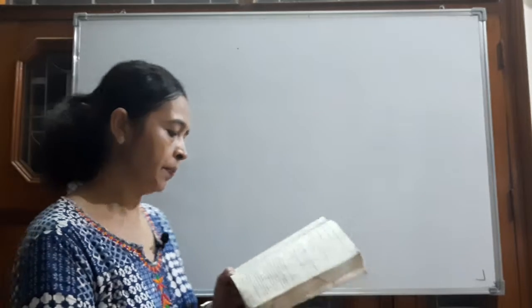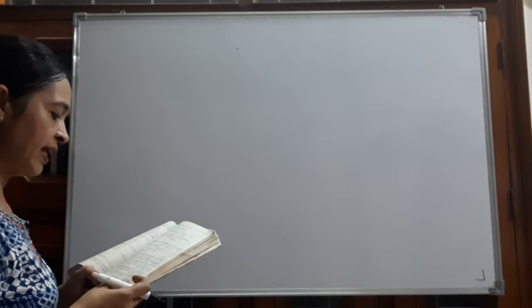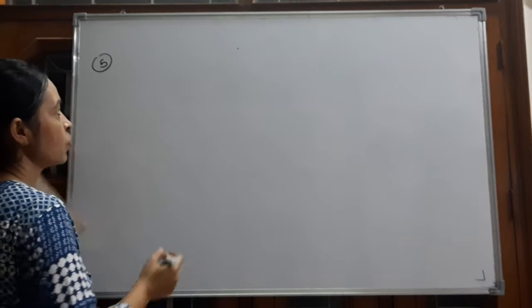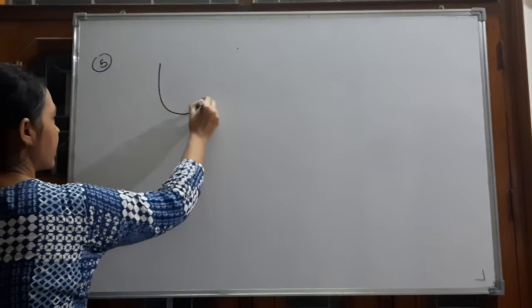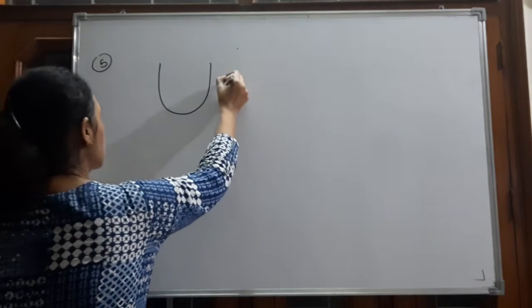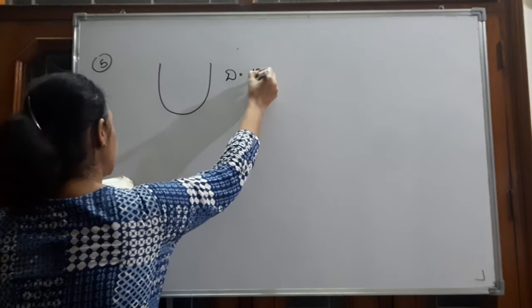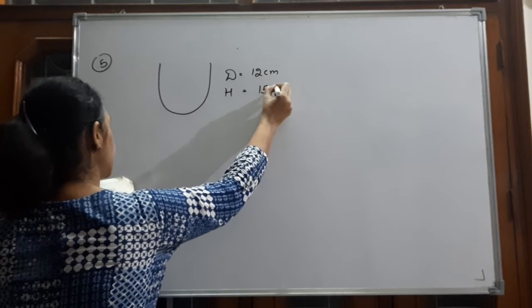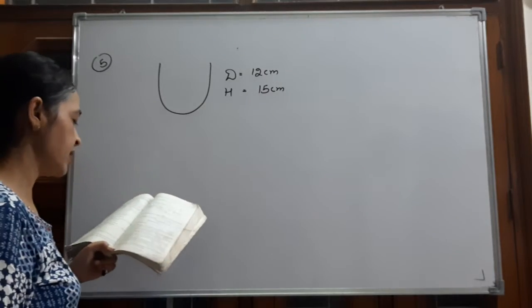Hello students, let's do question number 5 of exercise 13.3. A container shaped like a right circular cylinder having diameter 12 centimeters and height 15 centimeters is full of ice cream. We have a cylindrical container which is filled with ice cream. Its diameter is 12 centimeters and the height of the cylinder is 15 centimeters. It is filled with ice cream.